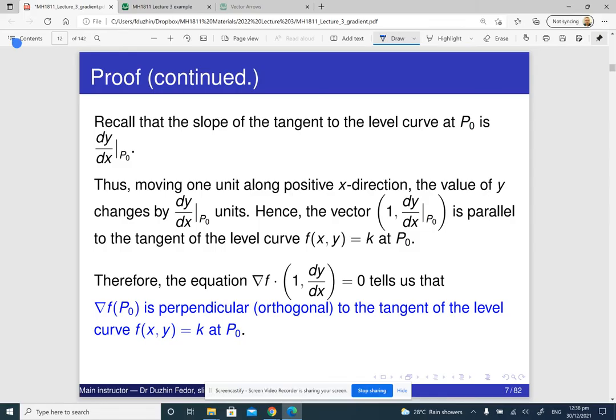Which essentially means that we've just proved the proposition, because the equation that we wanted to derive tells us that the gradient vector is perpendicular to this vector, and this vector is in fact parallel to the tangent line to the level curve. So our gradient vector is in fact perpendicular to the tangent line to the level curve, which is precisely what we wanted to prove.